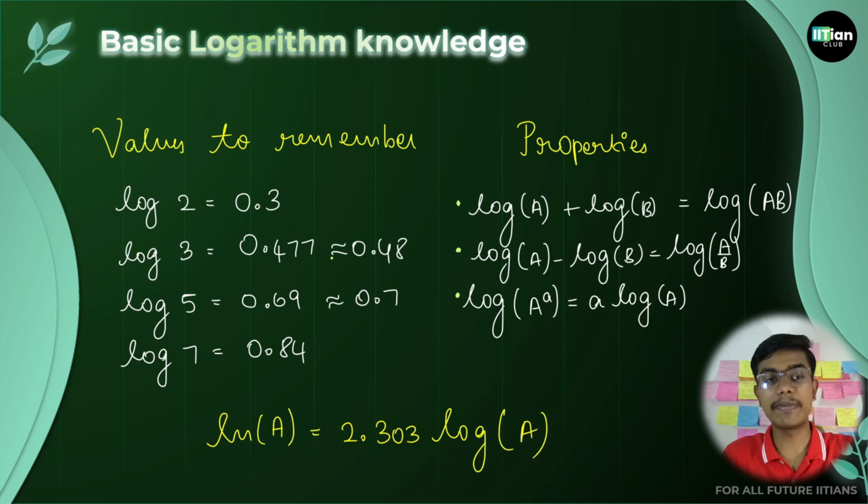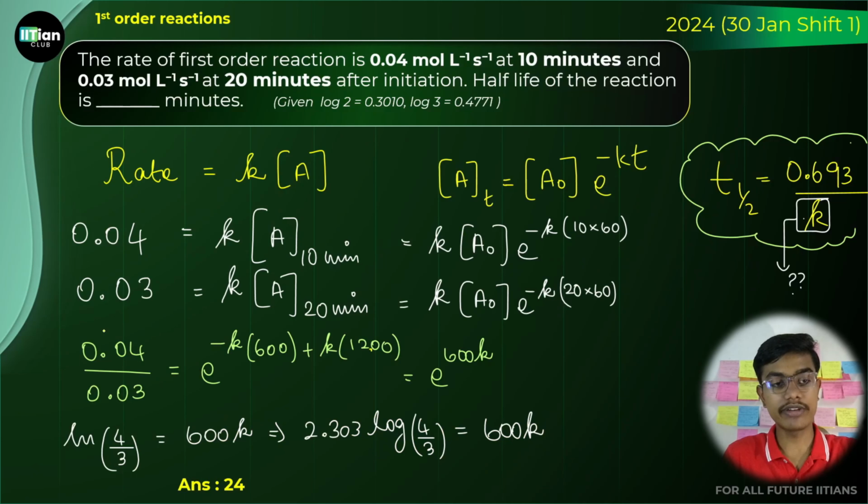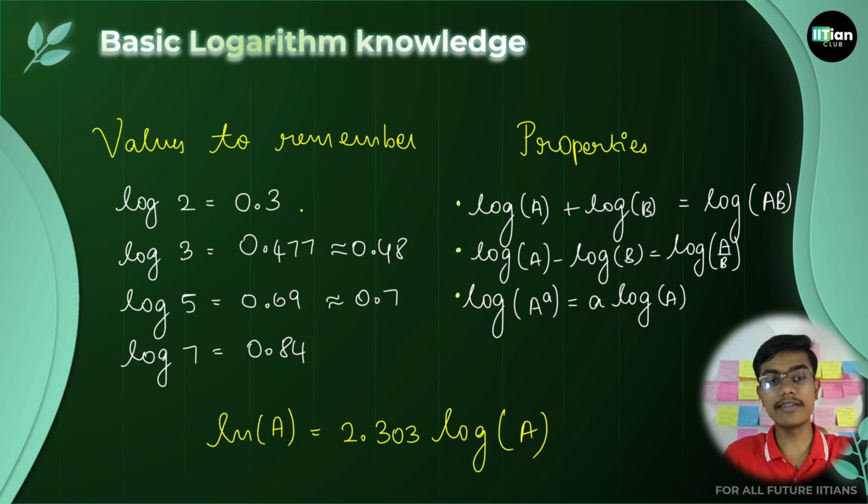So here are few properties and values that you have to remember to ace this exam. First property is log of a plus log of b will be log of a into b. And if you have log of a minus log of b, it is log of a divided by b. Basically, addition turns to multiplication, subtraction turns to division. When you have an exponent, a to the power small a, you can bring that small a out of this. Basically, what we have done over here is applying all these properties.